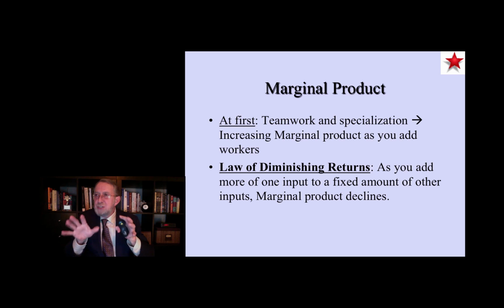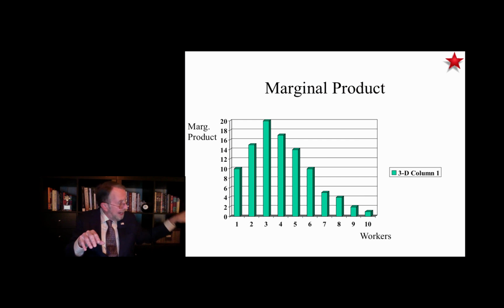So as I said, marginal product, if we were to graph it, looks like this. It has a range where it's increasing, that's teamwork and specialization, and then a range where it's decreasing, and that is diminishing marginal returns.